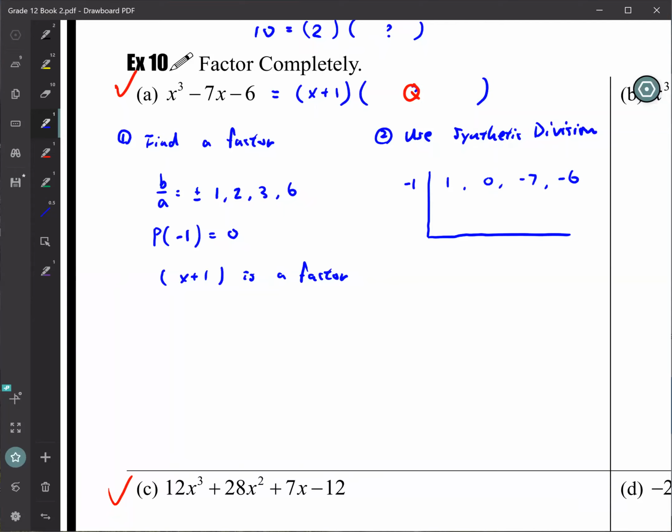So we'll start with 1 dropping down, and then multiply across, add, multiply across, add, multiply across, and add. And as we expected, the remainder has to be 0. So what will be the quotient here then?